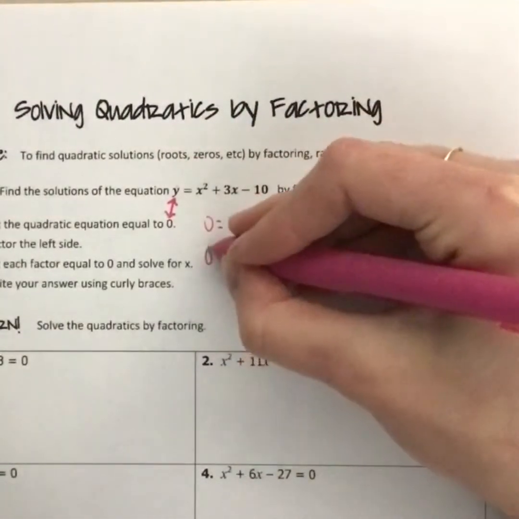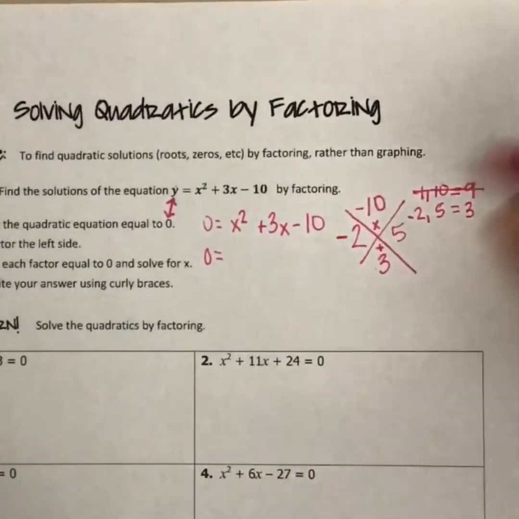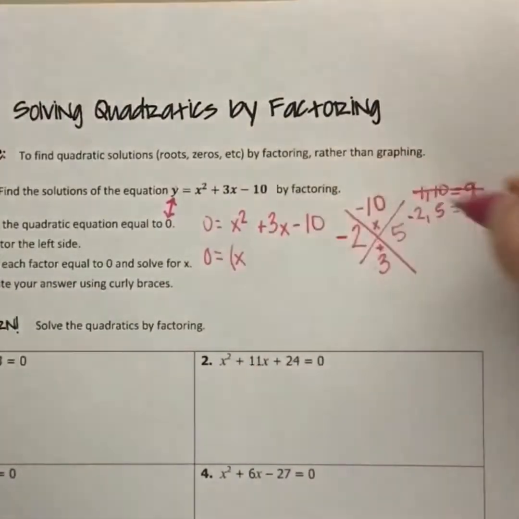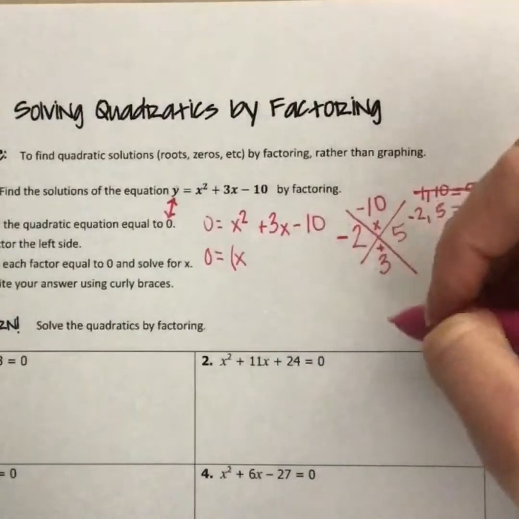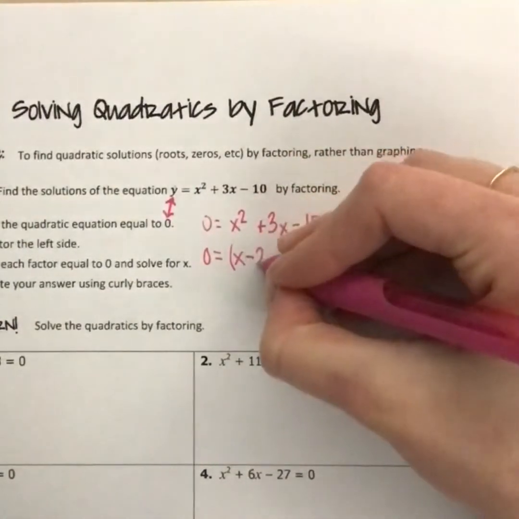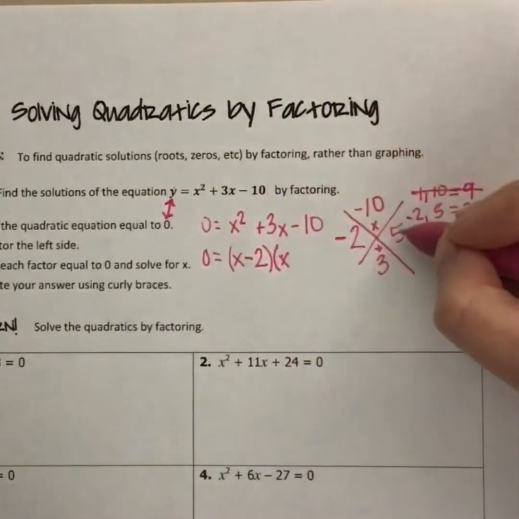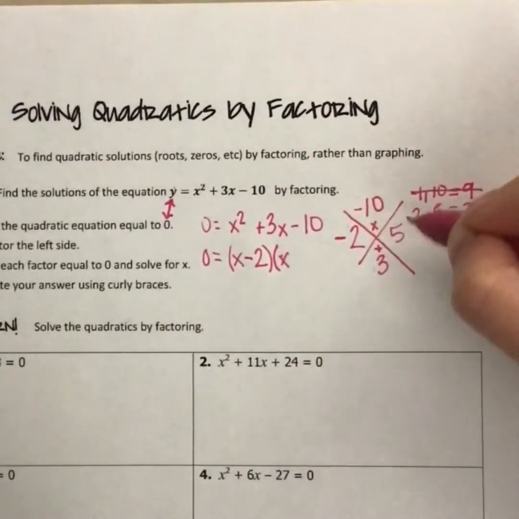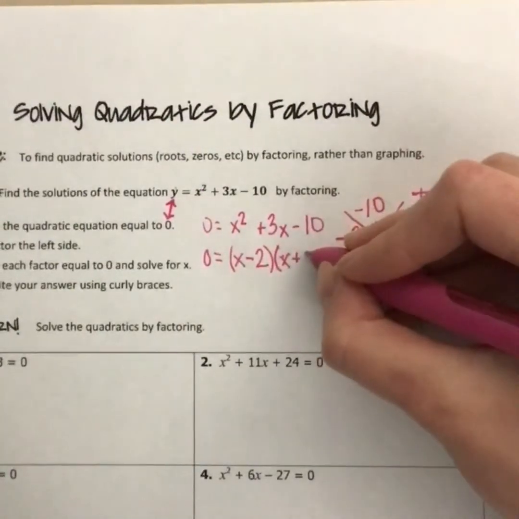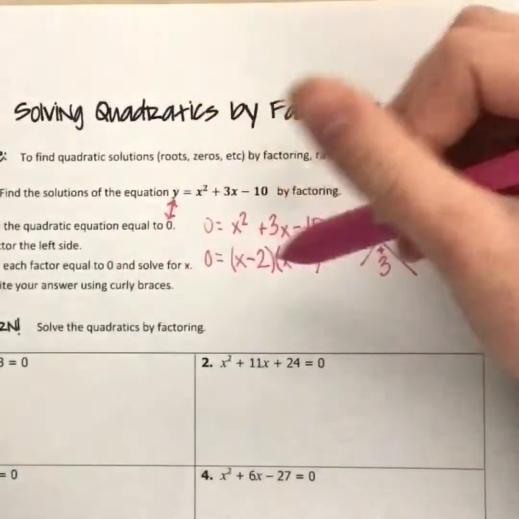Now I'll have 0 equals, when I write this out as my factored set, remember we take x plus our factor, in this case it's negative 2. Negative beats out a positive, so we'd write x minus 2. Times, in parentheses, x plus our other factor. In this case, it's a positive, so we'll leave it as a positive in our parentheses. All right, so that was step 2.